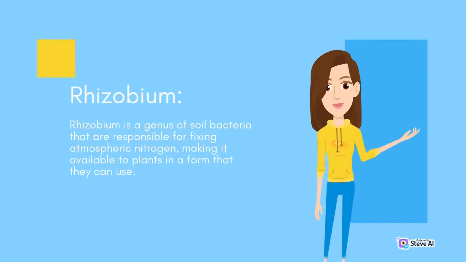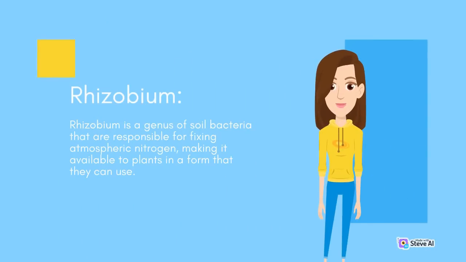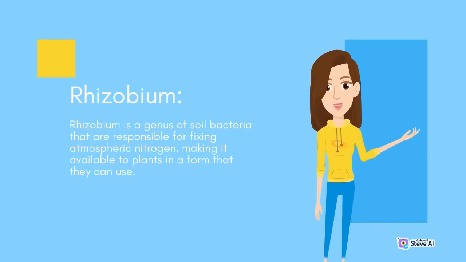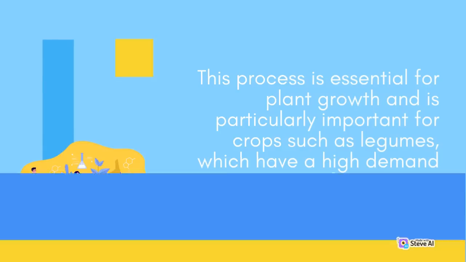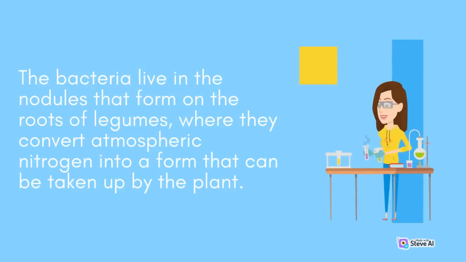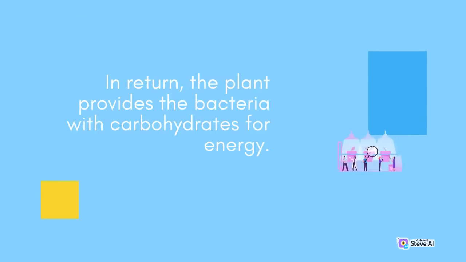Rhizobium. Rhizobium is a genus of soil bacteria that are responsible for fixing atmospheric nitrogen, making it available to plants in a form that they can use. This process is essential for plant growth and is particularly important for crops such as legumes, which have a high demand for nitrogen. The bacteria live in the nodules that form on the roots of legumes, where they convert atmospheric nitrogen into a form that can be taken up by the plant. In return, the plant provides the bacteria with carbohydrates for energy.